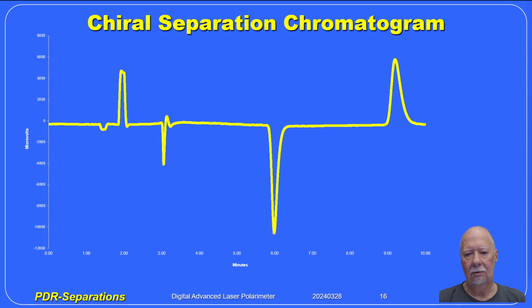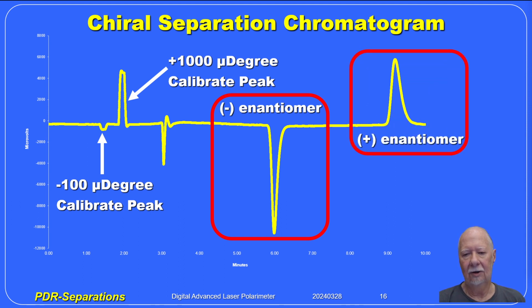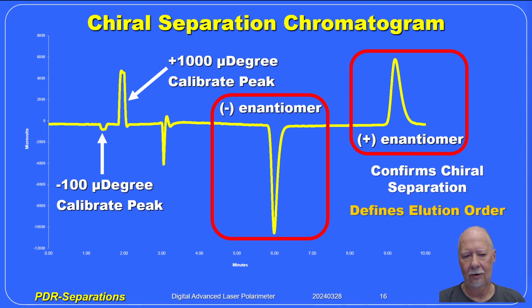Here is a typical chiral separation chromatogram. First appears a -100 microdegree calibrate peak. Next appears a +1000 microdegree calibrate peak. Notice it's before the void volume. The first eluting enantiomer in this case is negative. The second eluting enantiomer in this case is positive. This confirms chiral separation and defines the elution order.